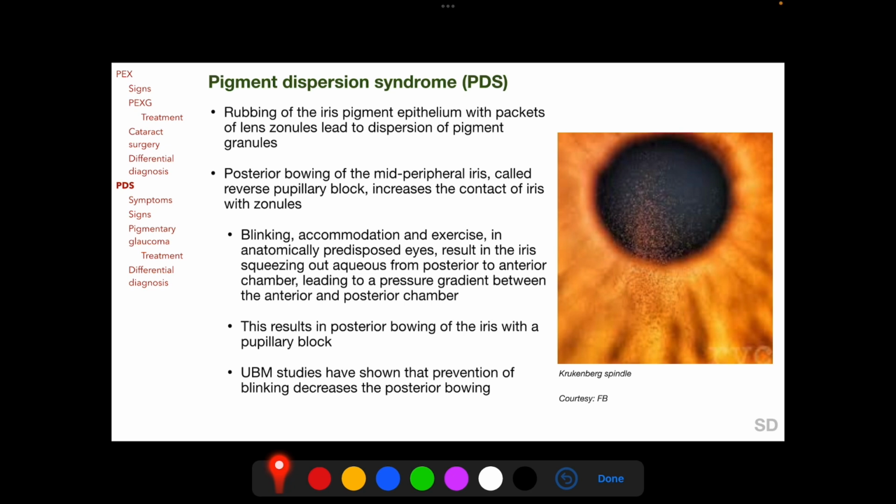Another well-known cause of secondary open-angle glaucoma is pigment dispersion syndrome, also known as PDS, in which there is rubbing of the posterior surface of the iris with the zonular apparatus of the crystalline lens, leading to dispersion of pigment granules. So whereas in pseudoexfoliation syndrome there is rubbing of the posterior surface of the iris with exfoliative material on the anterior surface of the lens, in pigment dispersion syndrome there is rubbing of the posterior surface of the iris with the zonular apparatus of the crystalline lens, and a posterior bowing of the mid-peripheral iris, called a reverse pupillary block, increases the contact of the iris with the zonules.